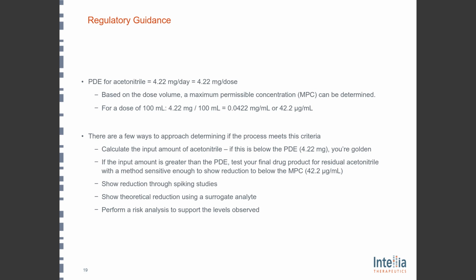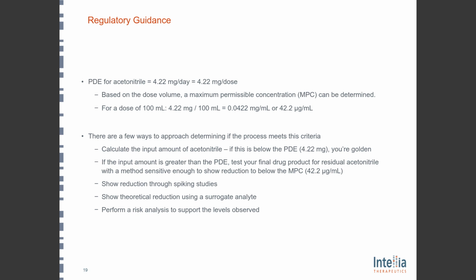If your method isn't sensitive enough, you can show reduction through spiking studies as well. In which case you might use a scale down model or a process development model of your process, spike in your impurity at a higher concentration early on in the process, and then test for it throughout the process and show what the log reduction value is and what you would expect to see as far as how much reduction of your impurity you would have throughout the process.